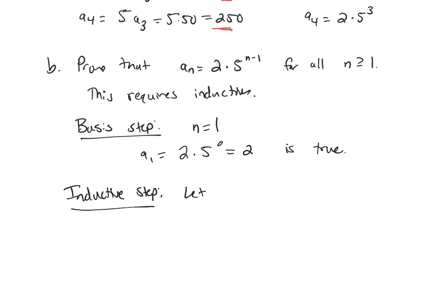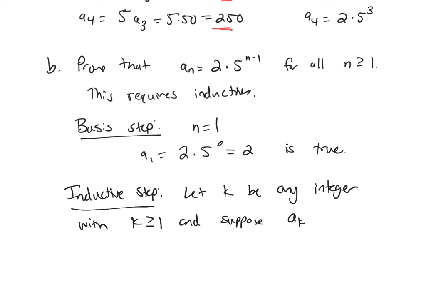So we need to assume that the formula is true for an arbitrary integer, k. Let k be any integer where k is at least as big as your basis step, greater than or equal to 1. And we're going to assume that the formula is true for k. AK is 2 times 5 to the k minus 1.